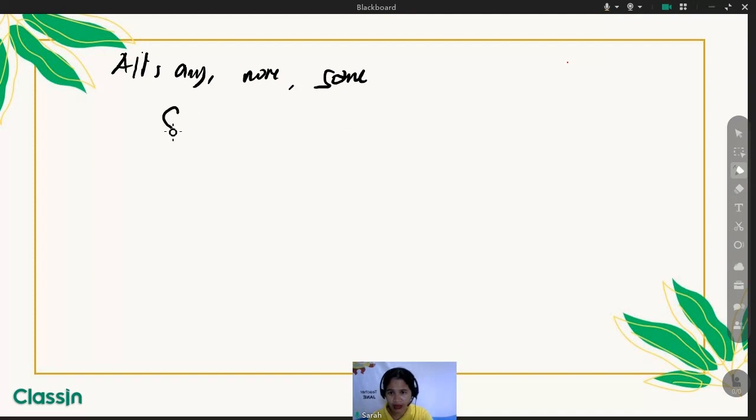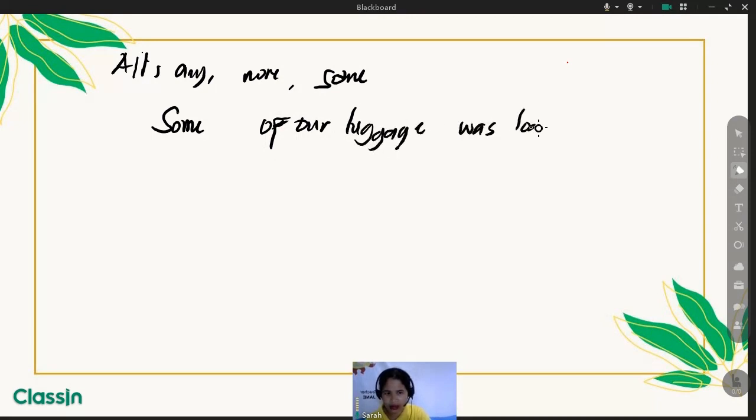For example, some of our luggage was lost. As you observe here, luggage is our subject, so we use the word some. This refers to many, but luggage is our main subject. So this is singular, so we use the singular verb also.